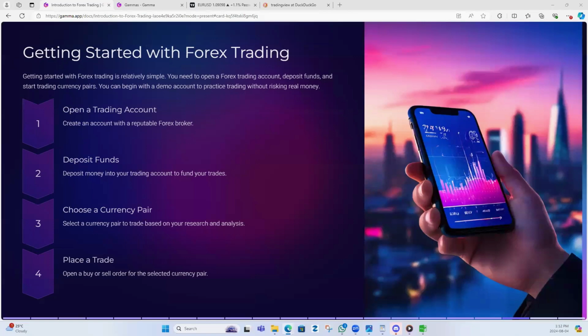Okay, so like I said, getting started with Forex, you need to open an account with a reputable or regulated Forex broker. Then you deposit your funds into that account. Then select a currency pair. For instance, you want to trade Euro US dollar, British pound US dollar, or gold or silver. You select that pair and place a trade on your broker platform. That's basically how we execute our trade.